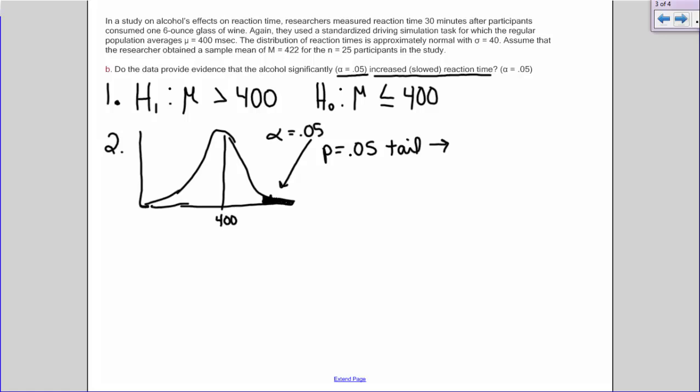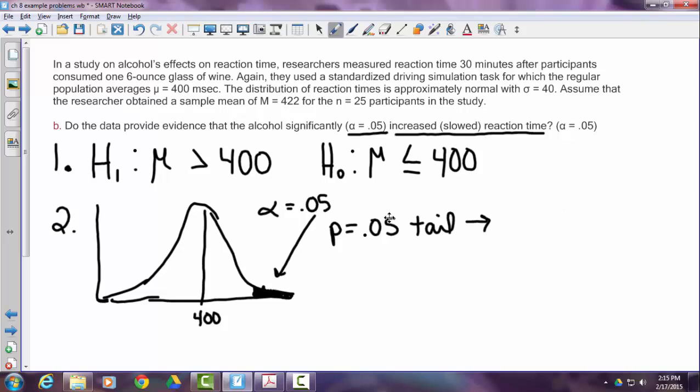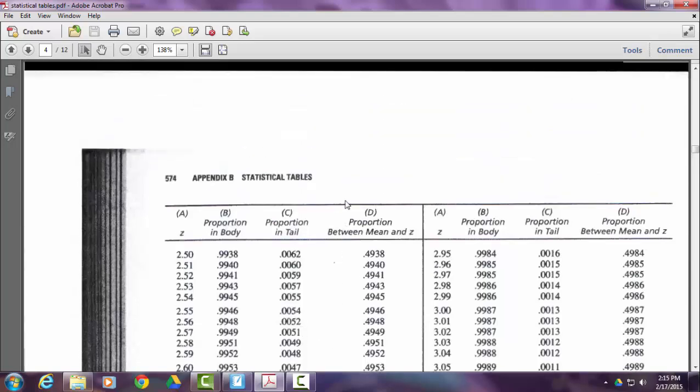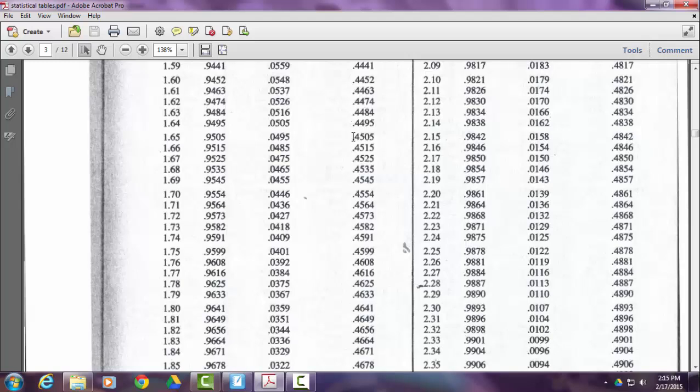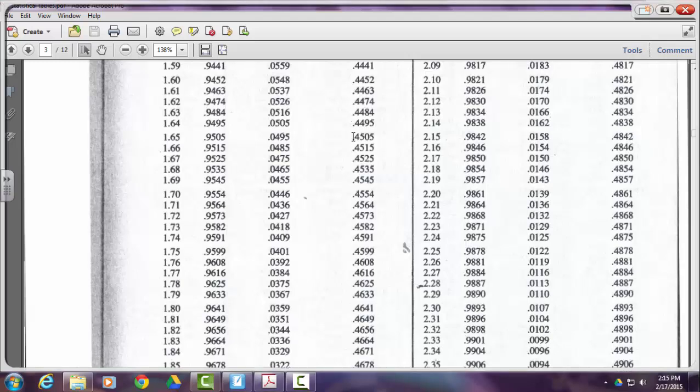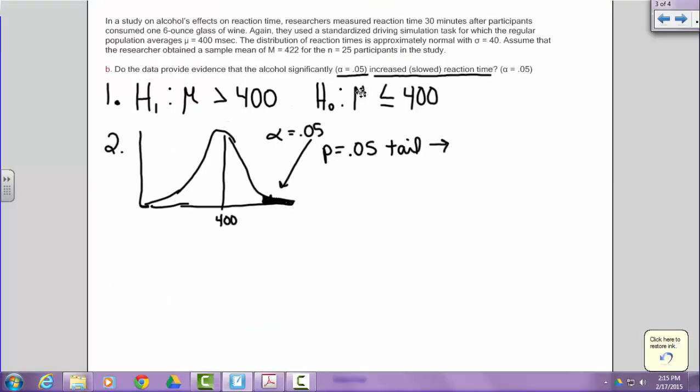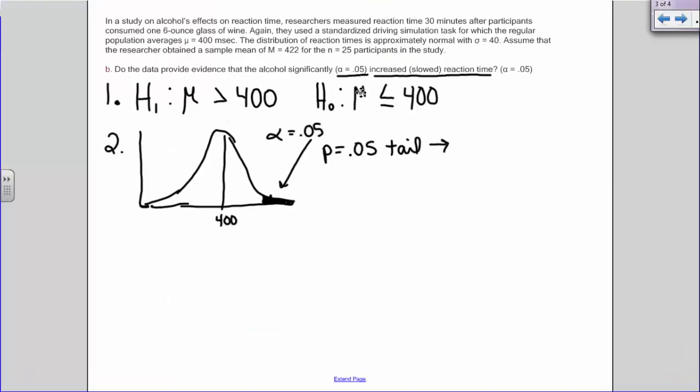Let's fix this. Okay, so let's go ahead and look at the unit normal table, and let's look for p equals 0.05 in the tail. All right. Oh, wow. We need to go up. Oh, okay. So now we have a situation where we have a value that's just above, a value that's just below, and they're both the same exact distance, right? They're both 0.0005 away from 0.05. So we need to go with the larger z-score, which is 1.65. And it's a positive 1.65 because we're only looking at the high end of the distribution.